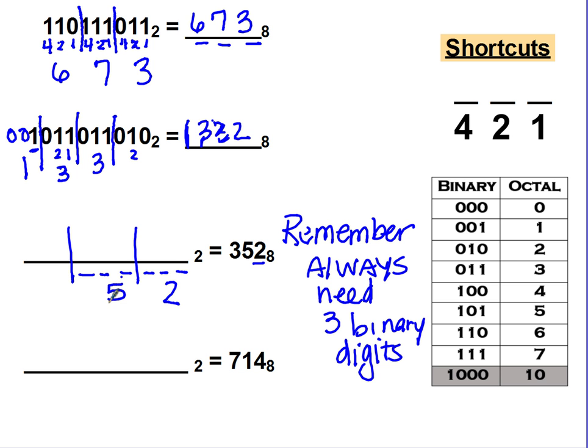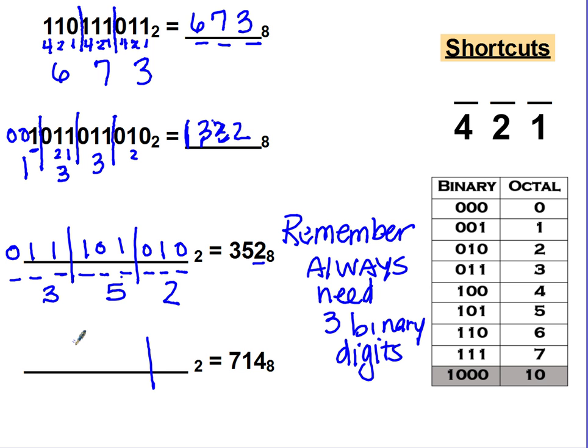My 5 has to have 3 digits. And then my 3 can have 3 digits or doesn't have to because it's the most significant. But to get a 2, I would just add up a 2. 5 would be 4 plus 1. 3 would be 2 plus 1. And if you want to, you can always pad on an extra 0 at the beginning.